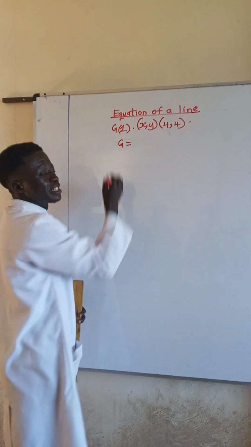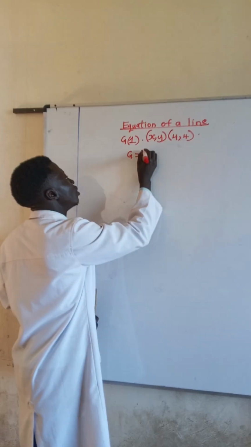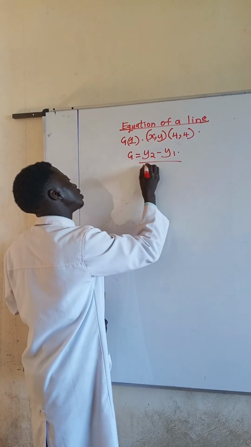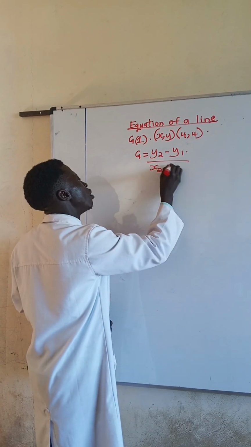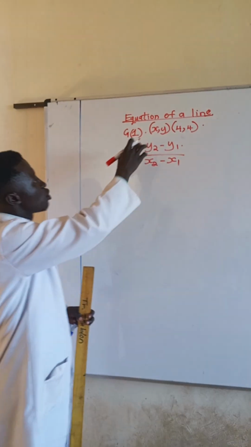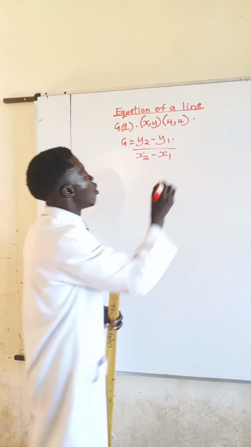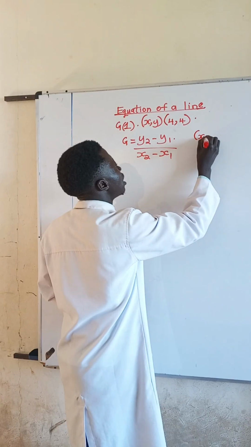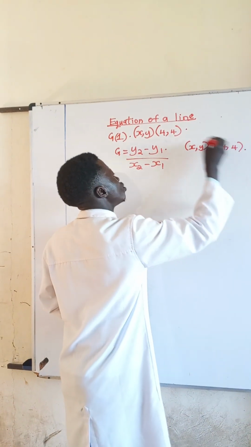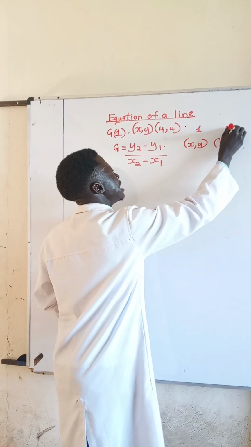Gradient, we are saying, is calculated as change in y, which is y2 minus y1, over change in x, which is x2 minus x1 in that case. Now if you look at the coordinates that we have in this case, we'll pick this as x, y, and then 4, 4. So these are our first coordinates, this is our second coordinate.